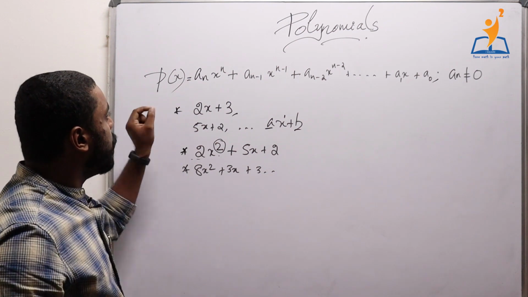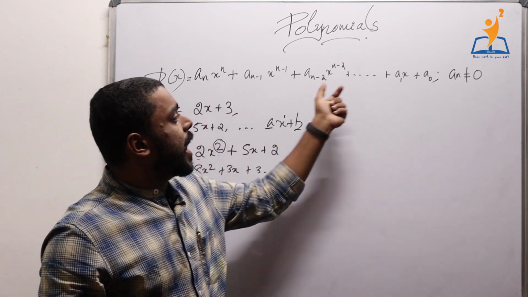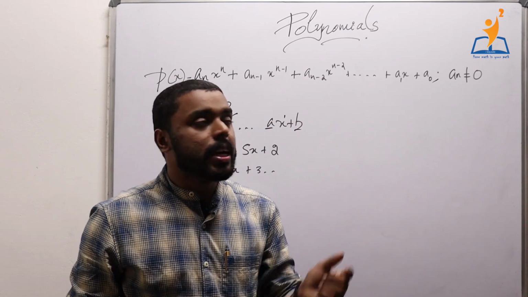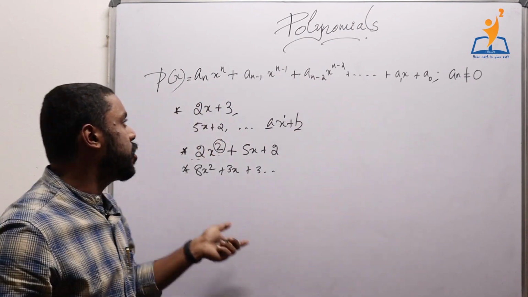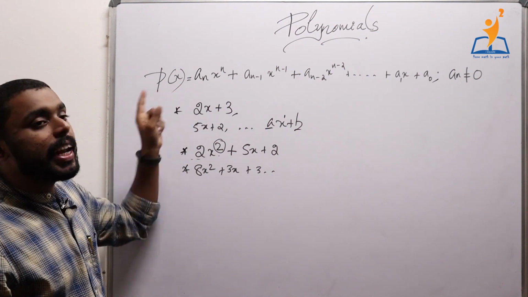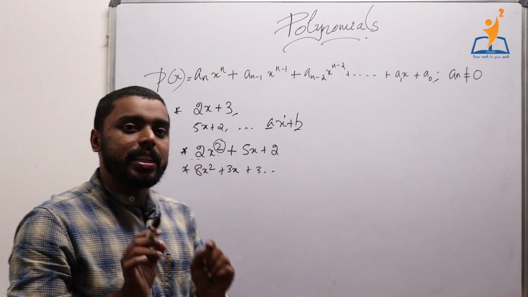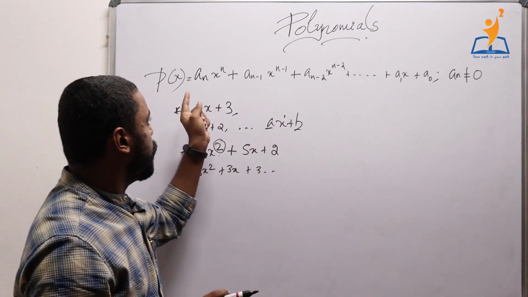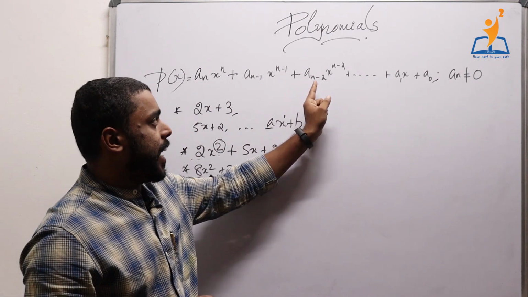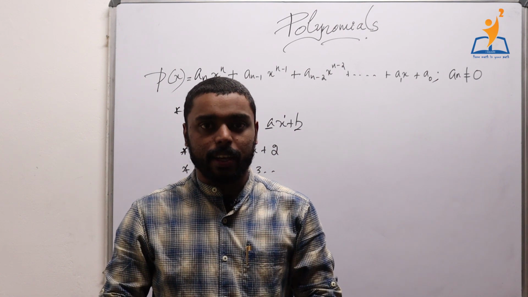So, any polynomial can be denoted by p of x and it can be expressed like this. Any expression of this form is a polynomial and we can denote it as p of x, and we read it as polynomial in the variable x. So, a polynomial in the variable x is an algebraic expression of the form a_n x raised to n plus a_(n-1) x raised to n minus 1 plus a_(n-2) x raised to n minus 2 etc. plus a_0. Is it clear?